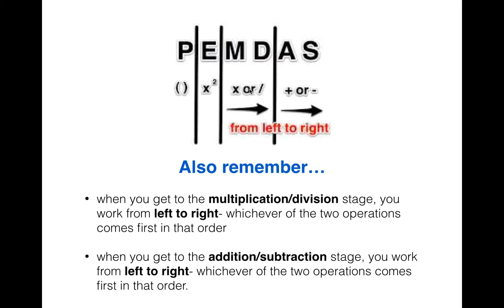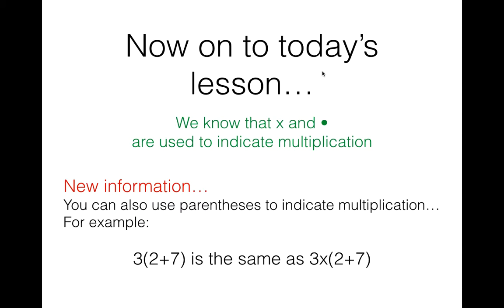So this is another way of looking at it. We do PEMDAS. The P is parentheses, E is the exponents. And then also remember that when you get to this multiplication and division stage, you're going to work from left to right, whichever of the two operations comes first in that order. And then pretty much the same thing for addition and subtraction. When you get to the addition and subtraction, you move left to right. So now we've reviewed what we did yesterday.